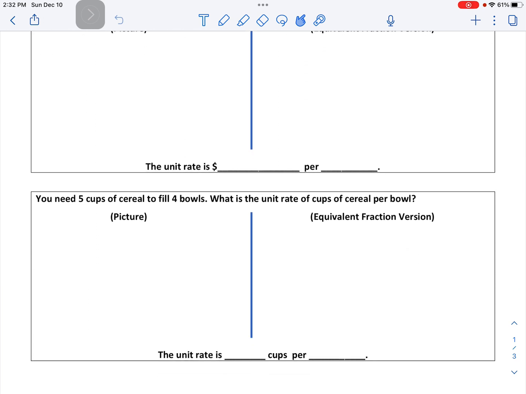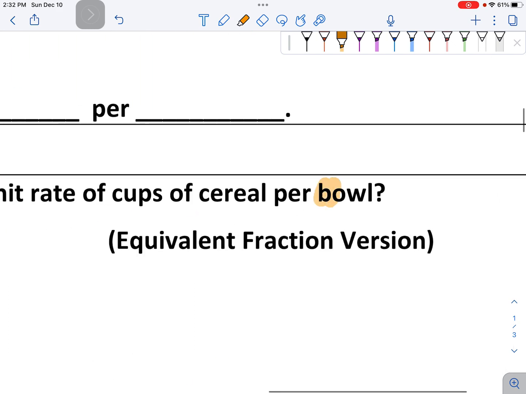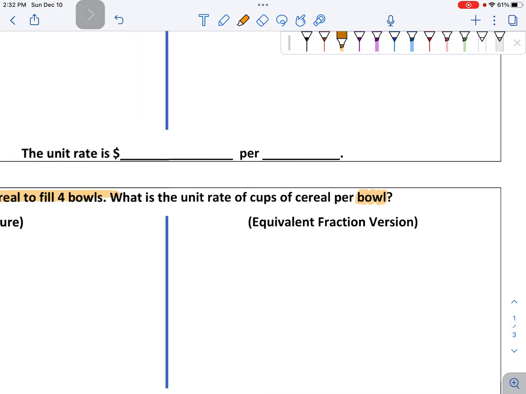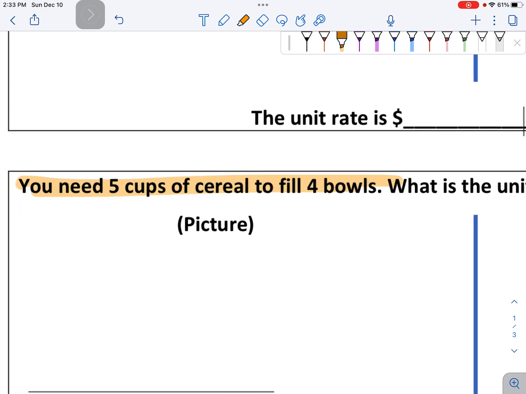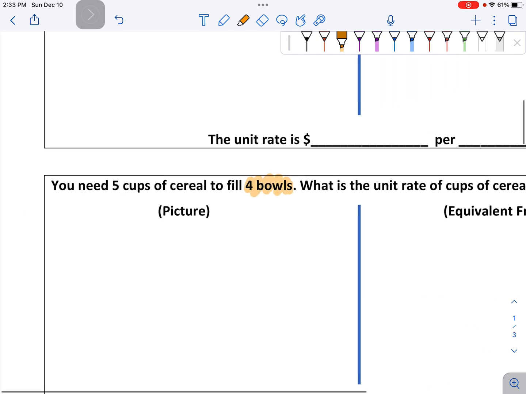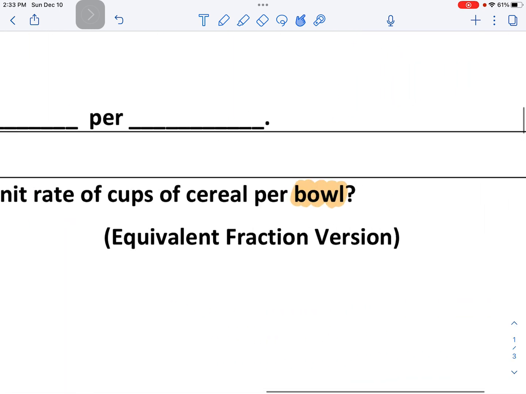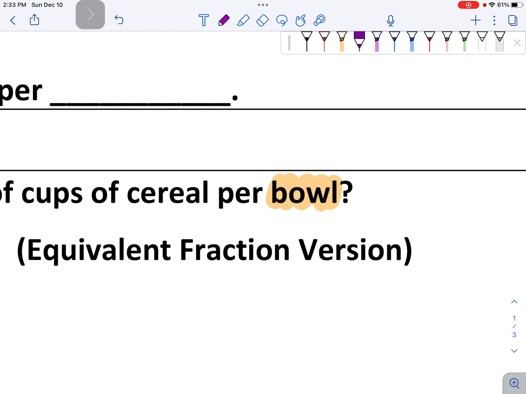It says you need 5 cups of cereal to fill 4 bowls. What is the unit rate of cups of cereal per bowl? All right, there's the word bowl. And if I look back into the first sentence, it didn't say bowl. It said bowls, which means we went from having multiple, 4 bowls, to having just 1. This is our unit rate. We want to know how much cereal in just 1 bowl.